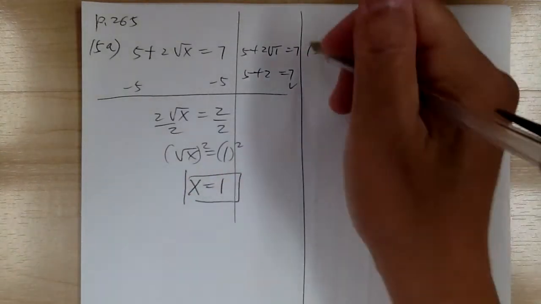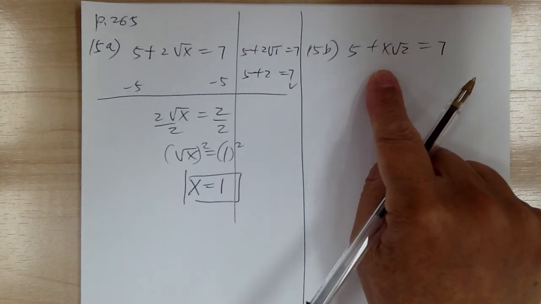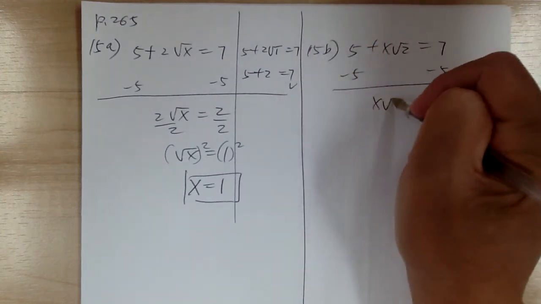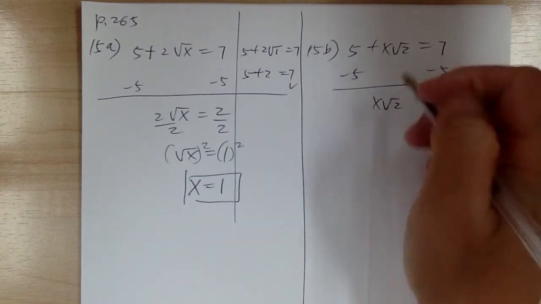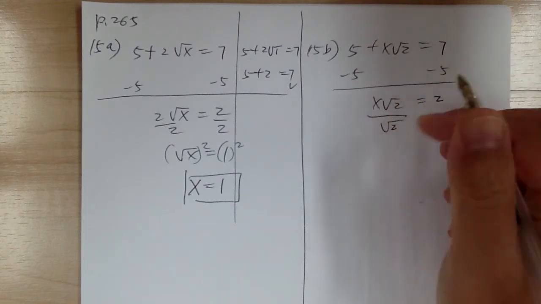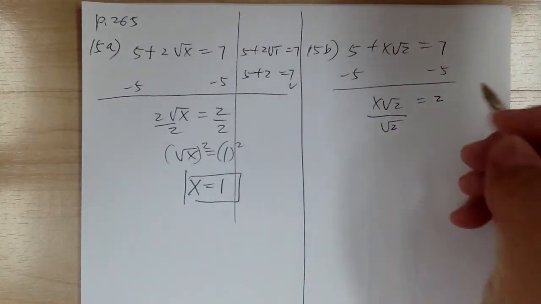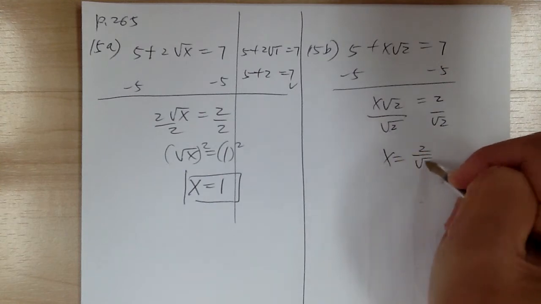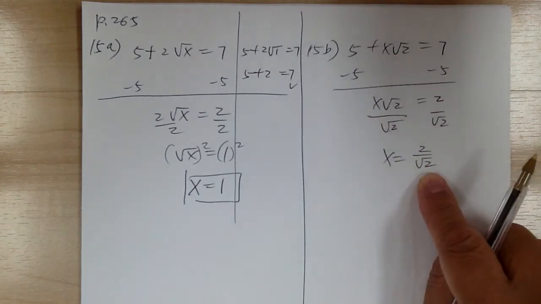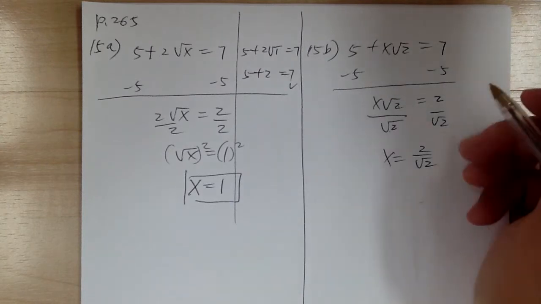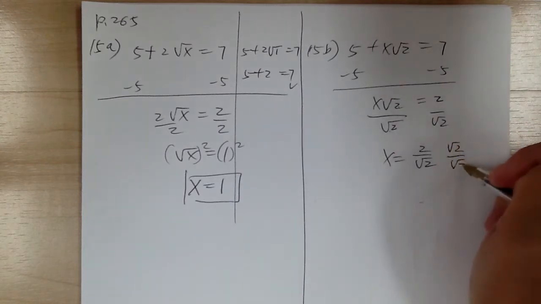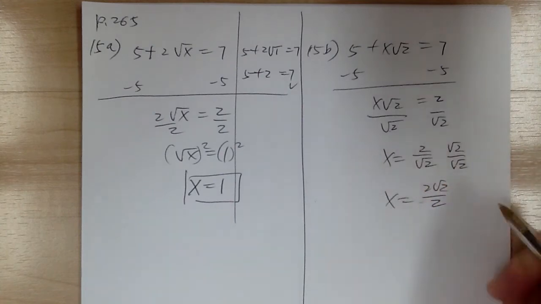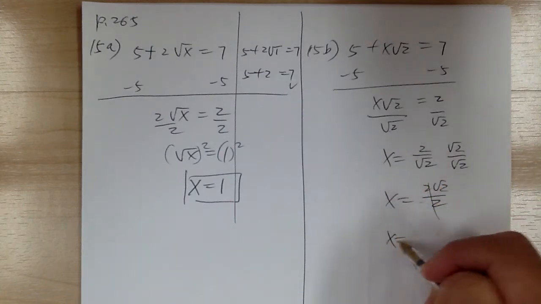Okay, now 15b, this is a regular equation, so let's go ahead and minus 5 on both sides. So you get x square root of 2 equal to 2. Then you divide. So again, when you're solving for x, you want to get rid of all the other stuff. So to get rid of that, you divide. So x equal to 2 over square root of 2. Now, you can't have a square root in the denominator for your answer. So multiply by square root of 2. So x will equal 2 square root of 2 over 2, and the 2 will cancel out. So x equal to square root of 2.